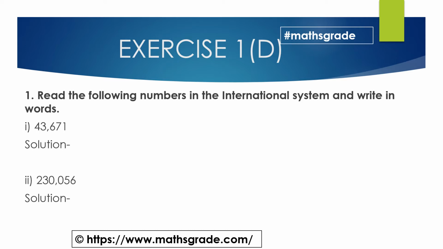Question number 1 is: read the following numbers in the international system and write in words. First bit is 43,671. This number is given in number form and we have to write it down in the international system in word form. This is given in Indian system. We have to read this number in the international system of numeration.